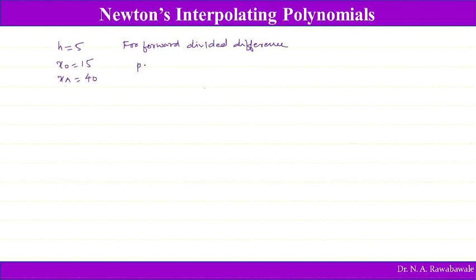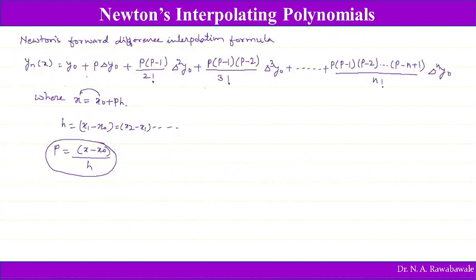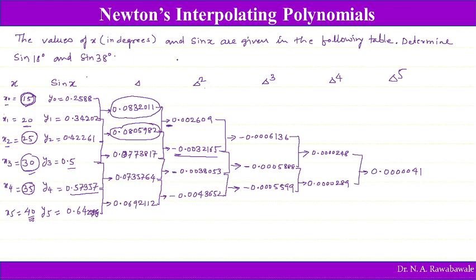Then for forward divided difference, p is equal to x minus x naught divided by h. Here for forward divided difference, two values are given in this problem itself. The problem says find sine 18, meaning x is equal to 18, and x is equal to 38. There are two different problems. x is equal to 18 is close to 15, so there we use the forward divided difference formula to find sine 18, and to find sine 38, 38 is very close to the end, so we take the backward divided difference formula.